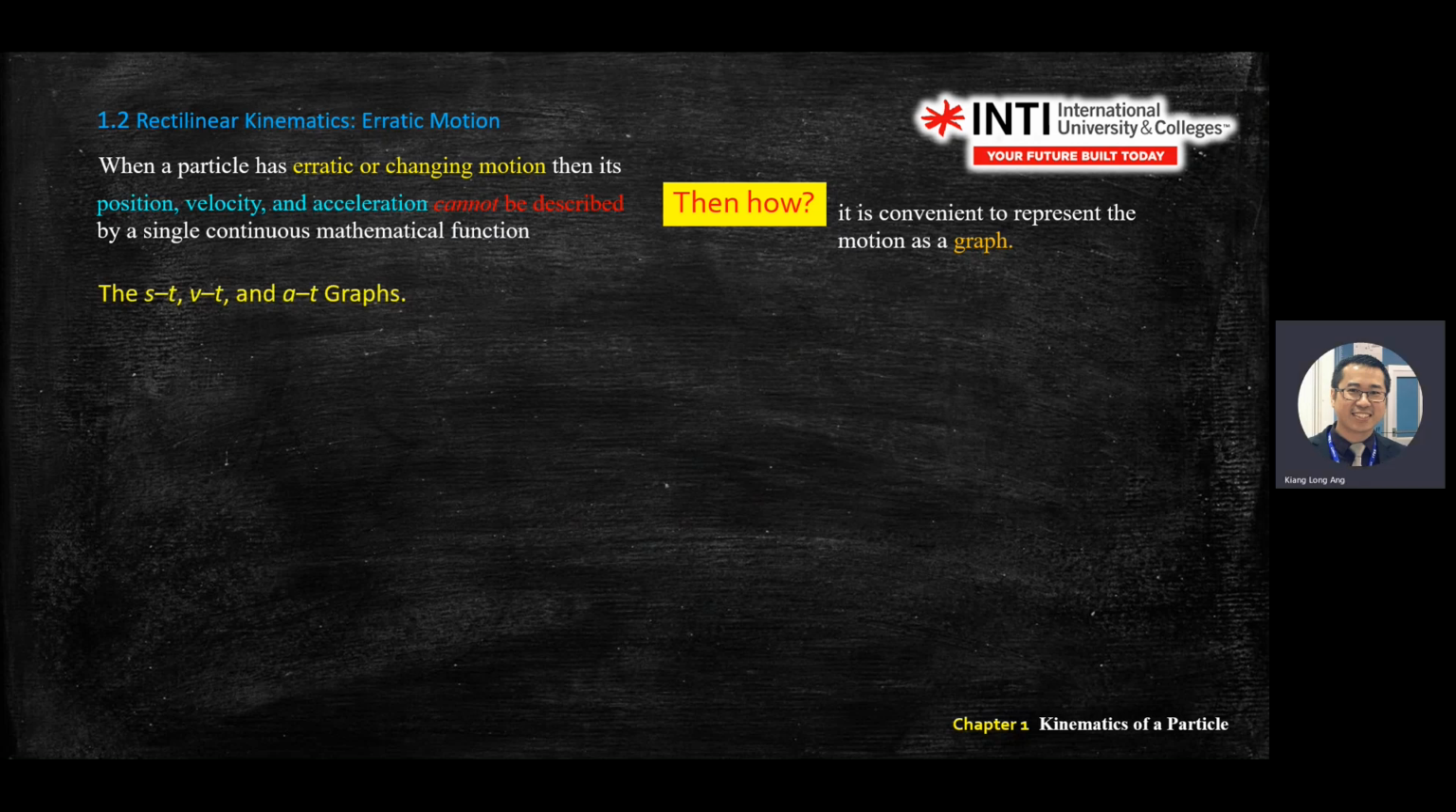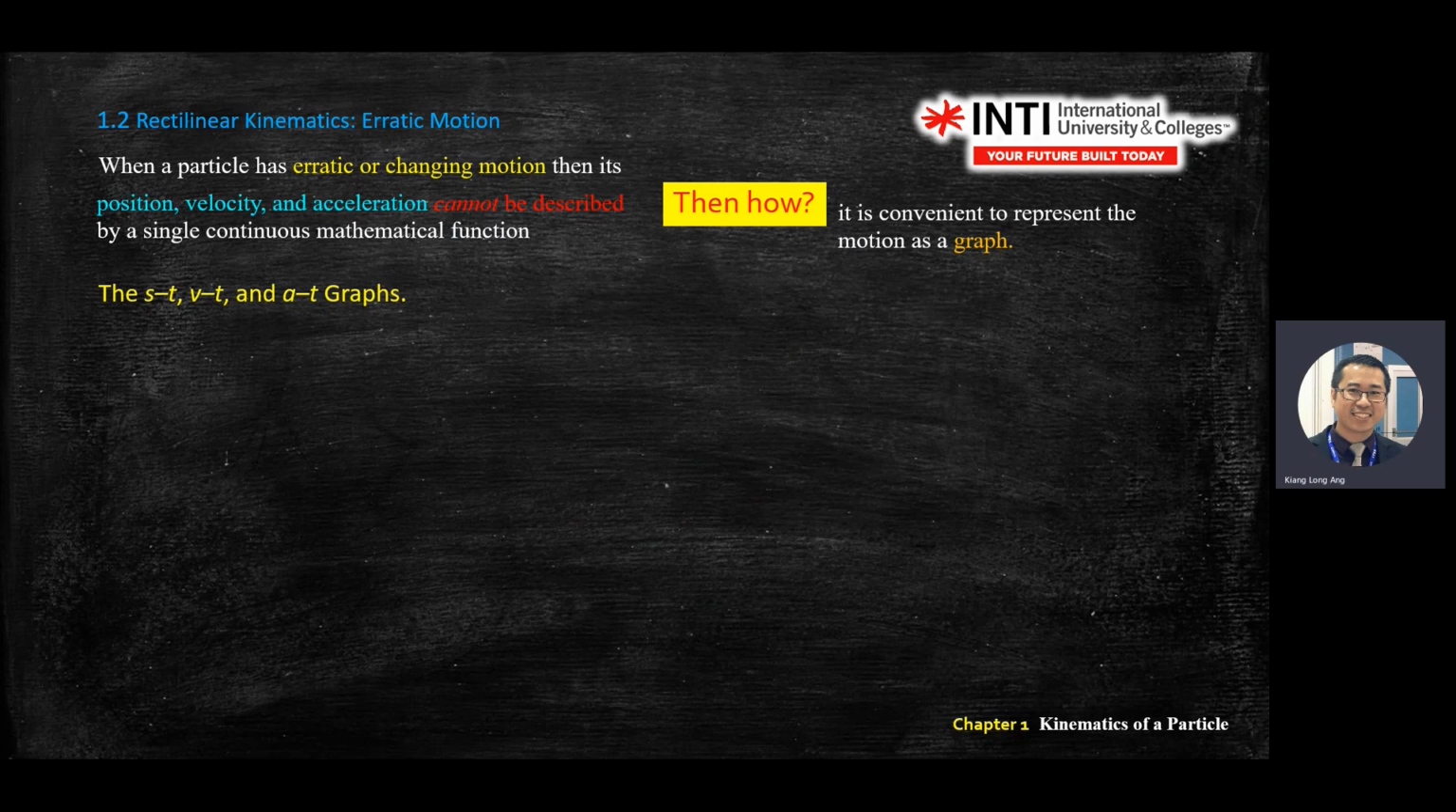We'll introduce you to 3 types of graph: position time, velocity time, acceleration time. This one I think you learned in your physics class, right? Just need to be careful on the shape of the graph.